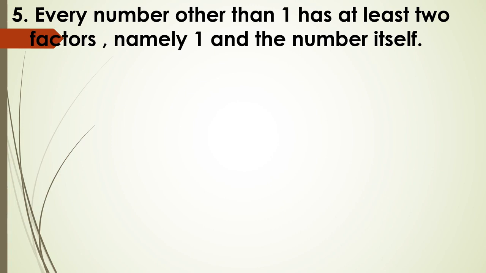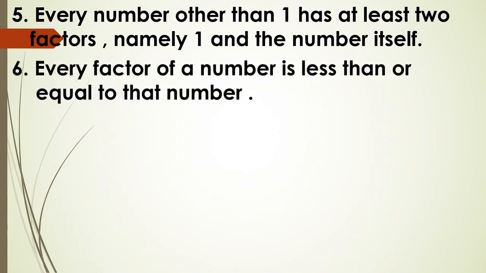Take any example, take 13. If we write down the factors of 13, 1 13s are 13. So 1 and 13, these are the 2 factors of 13. Okay, no other factor is there, but 1 and 13 are there. So at least 2 factors are there for every number, 1 and the number itself.